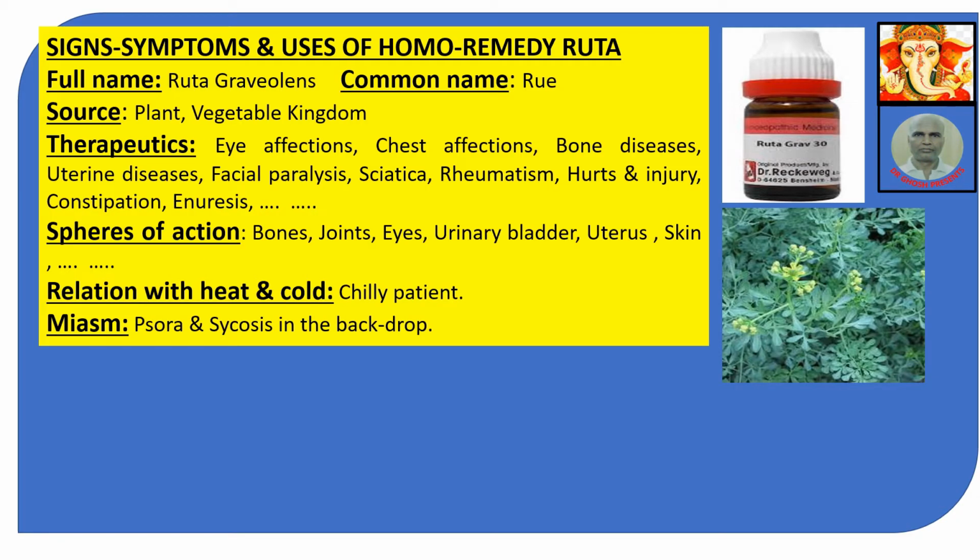Signs, symptoms and uses of Homeo-Remedy Ruta. Full name: Ruta Graveolens. Common name: Rue. Source: plant, vegetable kingdom. Therapeutics: eye affections, chest affections, bone diseases, uterine diseases, facial paralysis, sciatica, rheumatism, injury, constipation, enuresis, etc. Spheres of action: bones, joints, eyes, urinary bladder, uterus, skin, and so on. Relation with heat and cold: chilly patient. Miasm: psora and psychosis in the backdrop.